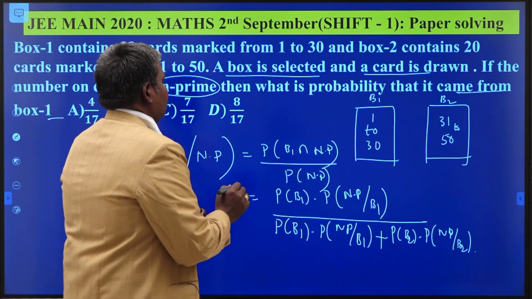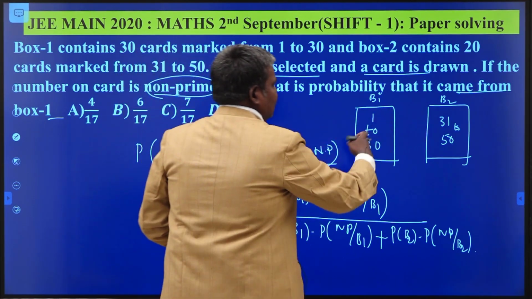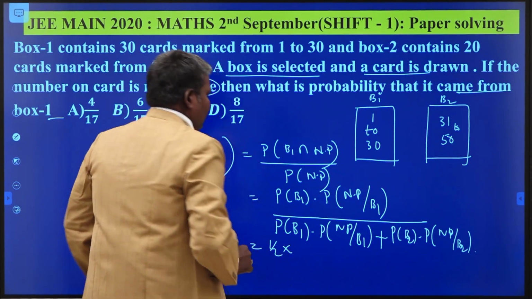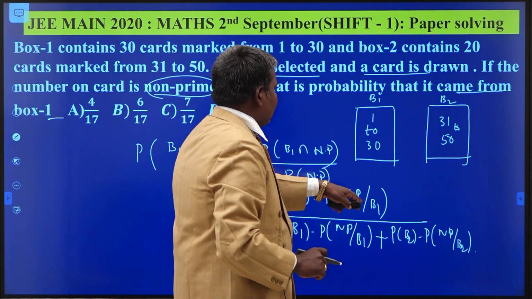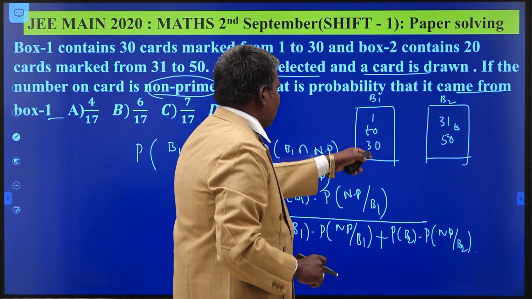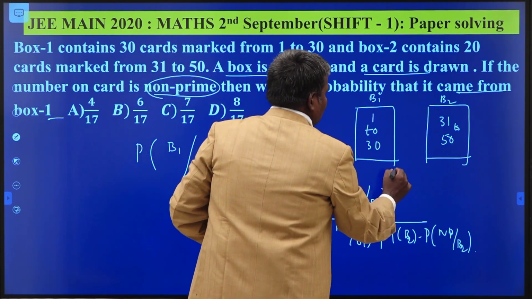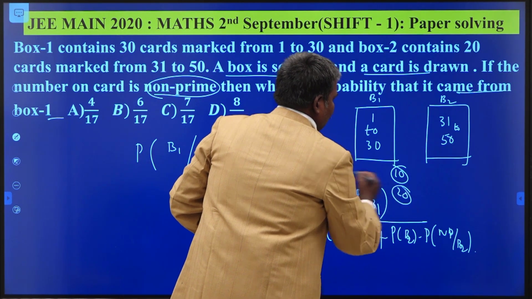Probability of B1. So selection of box 1 is what? 1 by 2. There are two boxes. One box is selected in 1 by 2. 1 by 2 times probability of NP by B1. We select B1, the number on the card should be non-prime. So from 1 to 30, the prime numbers are 10. You can count. The number of non-prime numbers is 20 here.